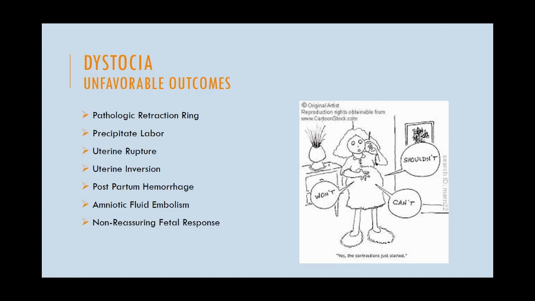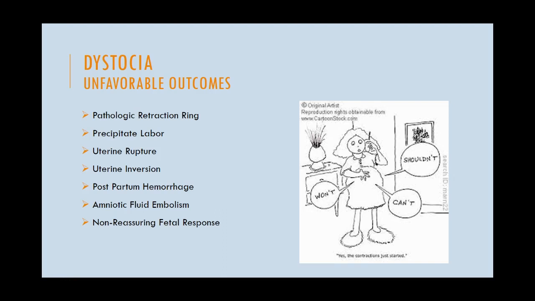A precipitate labor can be dangerous, and it can occur because of dystocia. And if things happen super quick, it's like shooting a cannonball through there. It's not favorable.